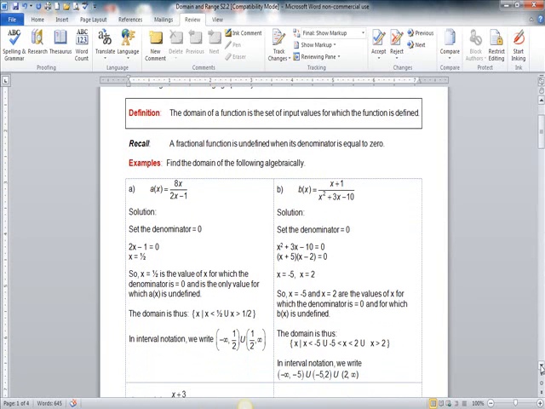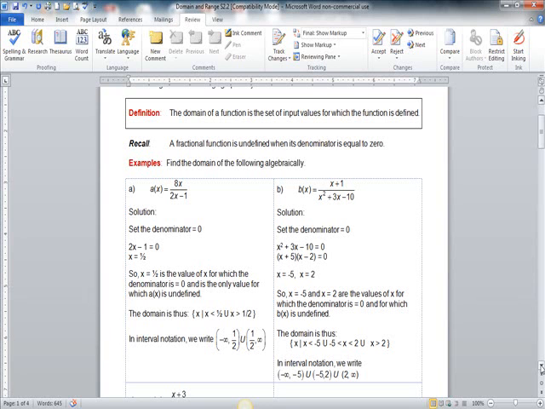So a of x. A of x is equal to 8x divided by the quantity 2x minus 1. So remember, the domain, which is what we're looking for here, is where the denominator is not equal to 0. So what I'm going to do is set the denominator equal to 0. So in this case, that's 2x minus 1 equals 0. And if we solve that particular equation, add 1, divide by 2, we get that x equals 1/2. So x equals 1/2 is the value of x for which the denominator is equal to 0, and that is the only value for which a of x is undefined.